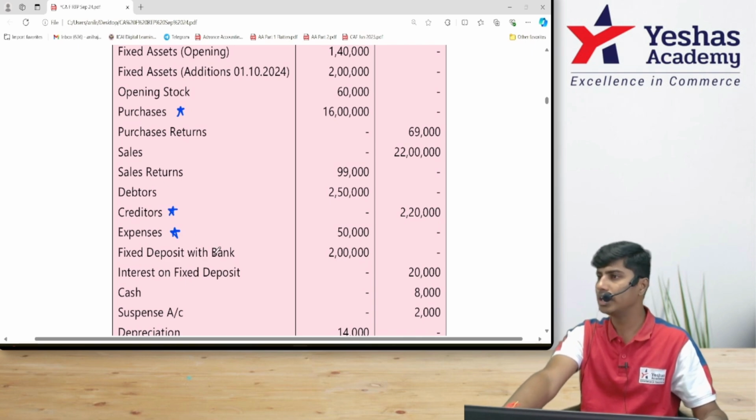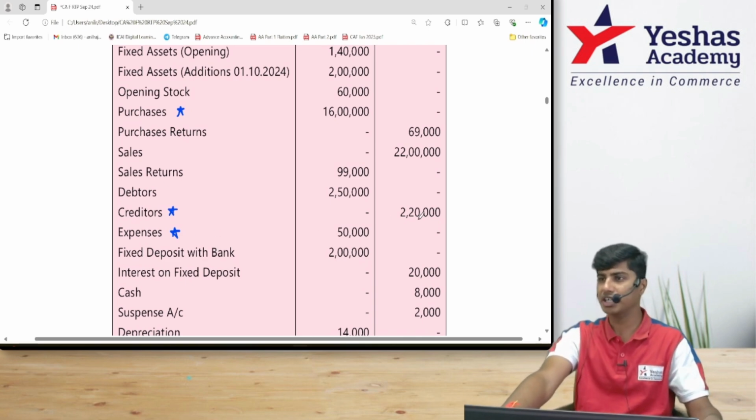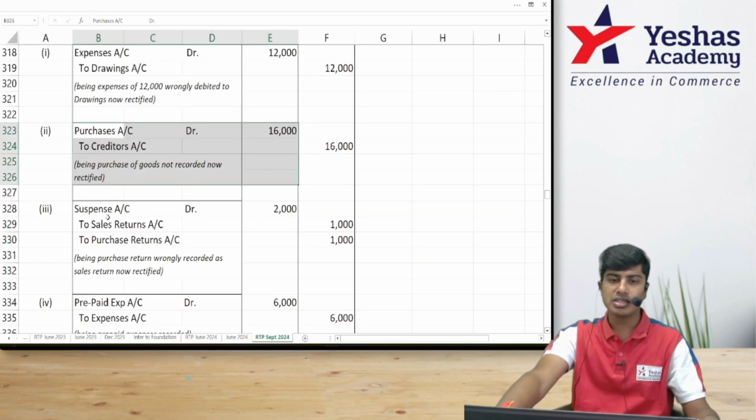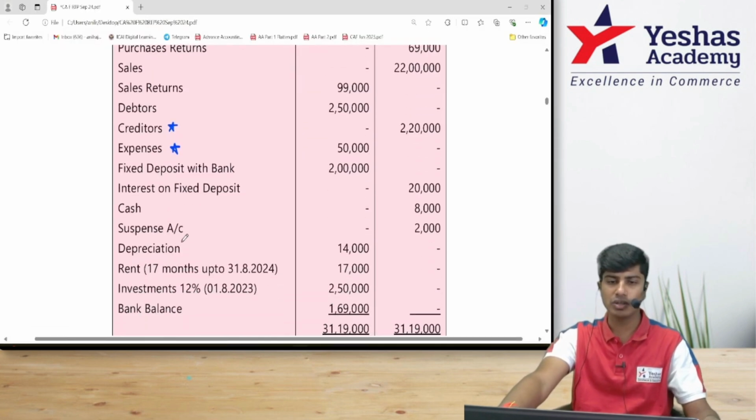Creditors is also incorrect. Creditors value 2,20,000 is wrong. We should correct it. Then suspense, sales return and purchase return. In suspense there is 2,000. This is not suspense anymore. Suspense is now revealed, so this should not come in the balance sheet.